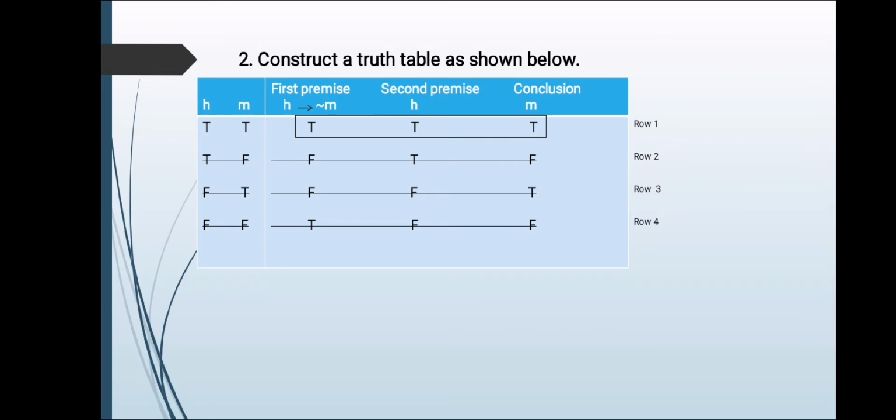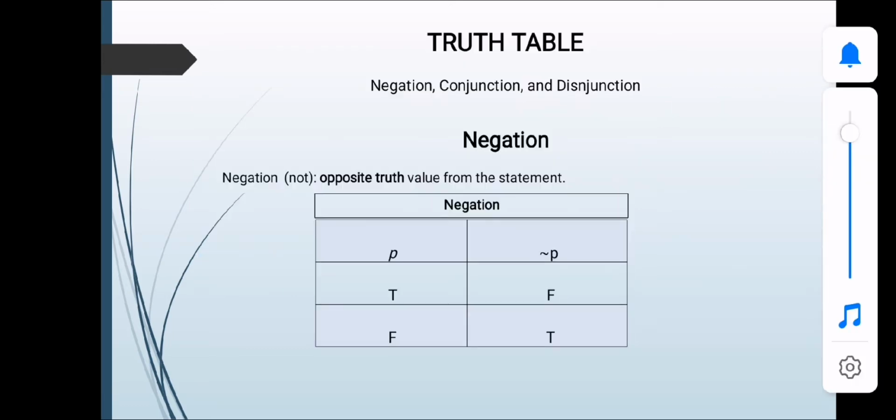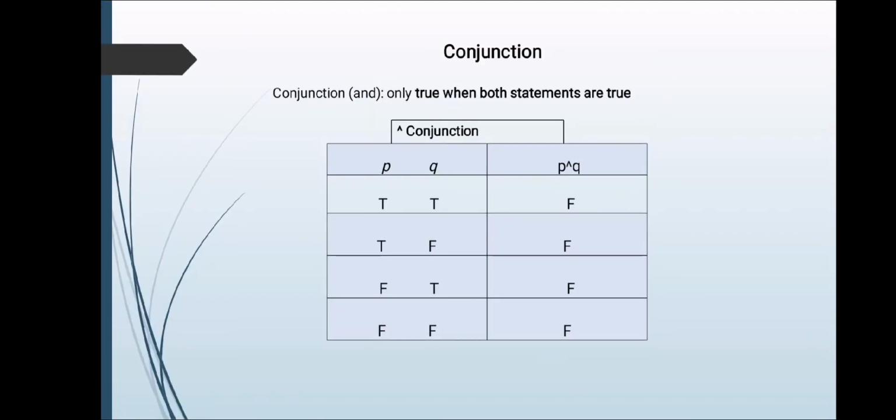So as you can see, row 1 is the only row with all the premises true. So it is the only row that we examine, and the conclusion is true. In row 1, the argument is valid. Now, I will discuss how to construct the truth table using the negation, conjunction, and disjunction.